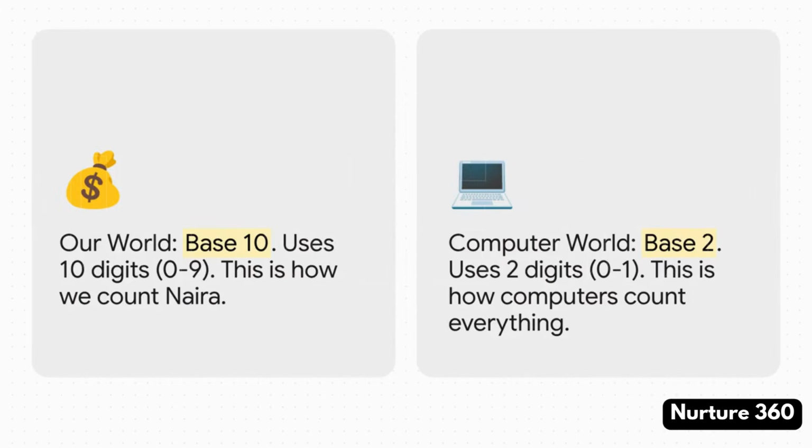And this slide really breaks it down. You know, in our world, we use base 10. That's 10 digits, 0 through 9, to count everything from money to, well, anything. But in the computer world, it's all base 2. Just a 0 and a 1 is all they need to count absolutely everything.